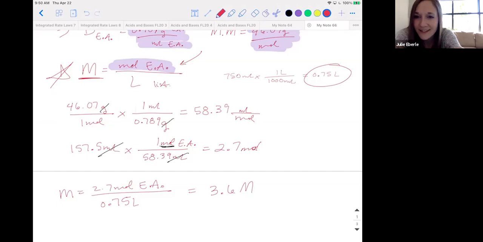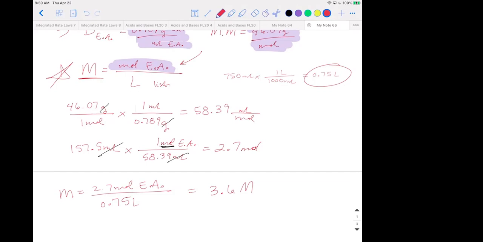See how fun that was? We use density, we use molar mass. Just like the whole semester comes together in one problem. Isn't that nice? Are we gonna have a problem like this?